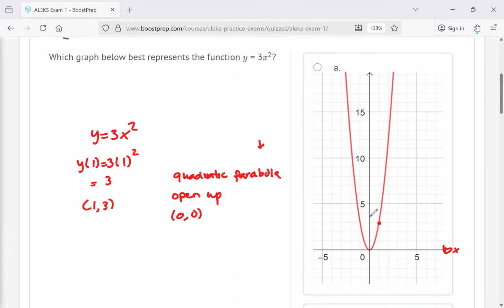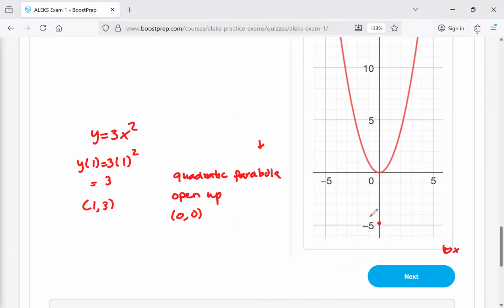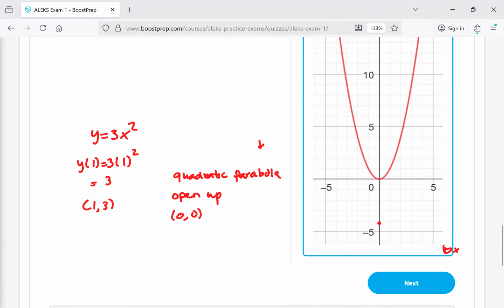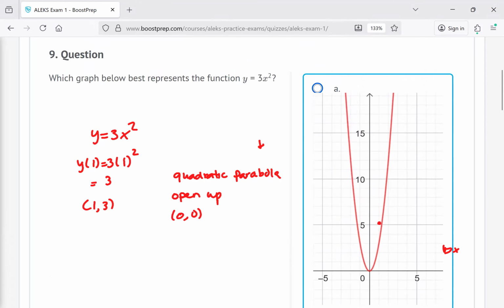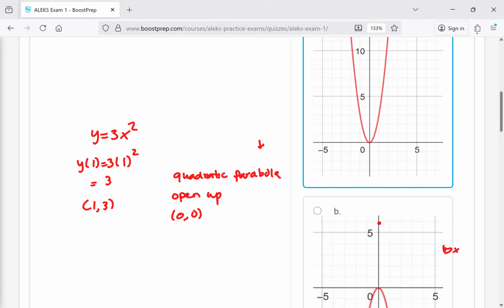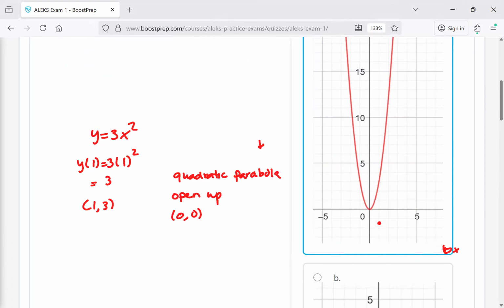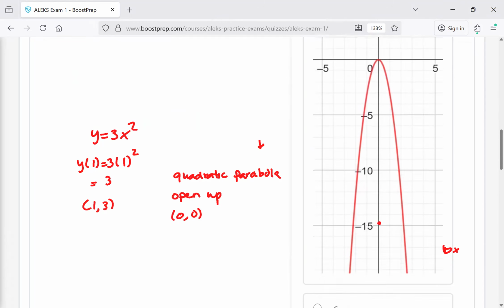Let me check the last one just to be sure. No, over here it's 1, 1. That's not what we want. We want a coordinate of 1 comma 3. So we can forget about that. Okay, so question 9 is A.